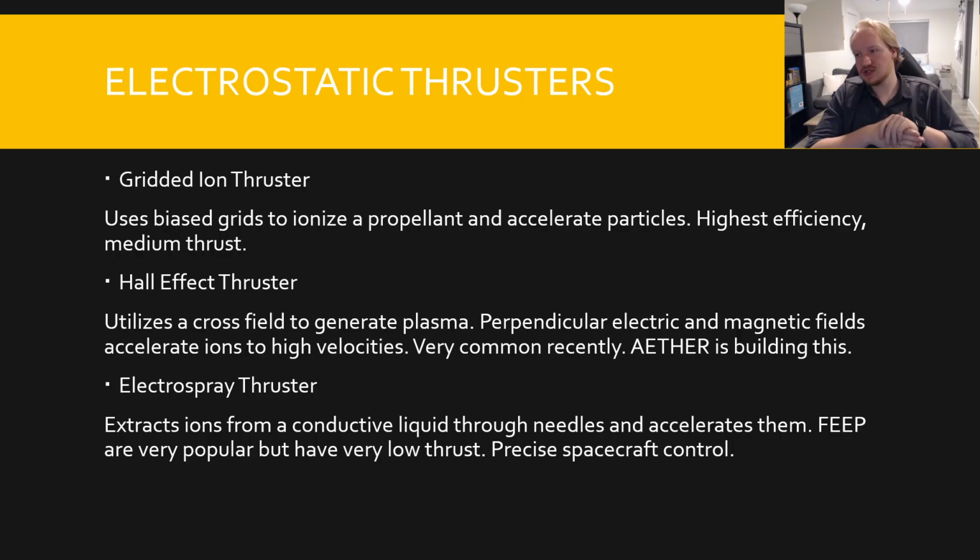A gridded ion thruster uses two biased grids, so each of them have an electric charge on them, different, to ionize a propellant and then accelerate the positive ions of those through a system.